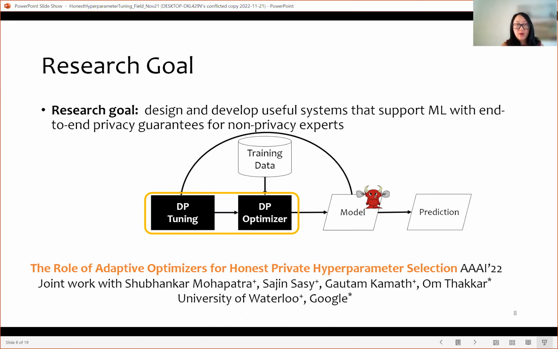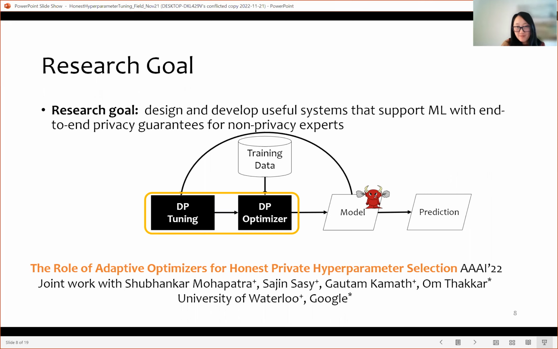Okay, this is joint work with my student Shubhanka and Sachin from the University of Waterloo, my colleagues Gautam and Om from Google. It's really nice to work with this group of researchers.